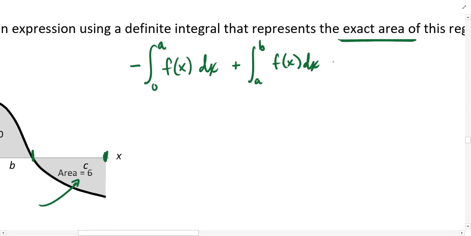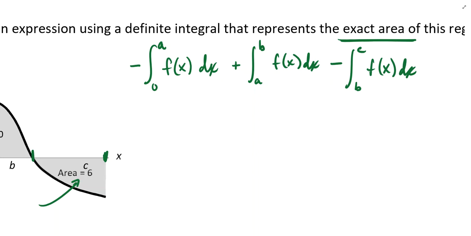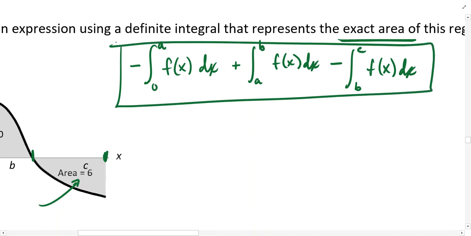And then lastly, I think I would negate this area, so I can add a negative result or simply subtract the area from b to c. And this is written again with f of x, the function f of x with respect to x. And I think that would be a fine answer for this particular question.